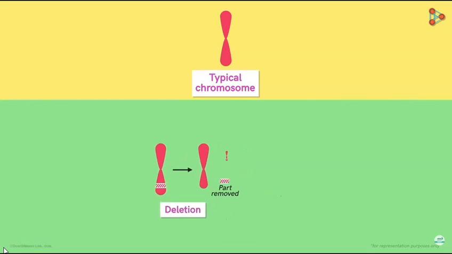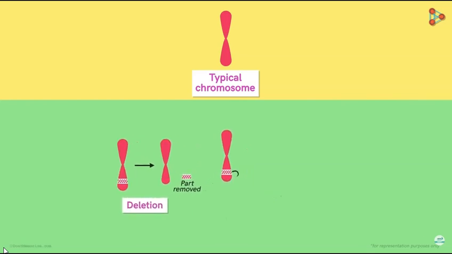Now imagine this part of the chromosome gets duplicated. As a result, the chromosome's length increases. Needless to say, this will also result in some or the other abnormality in the individual. This type of mutation is called duplication.